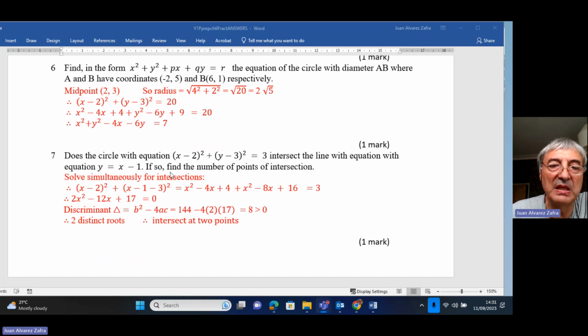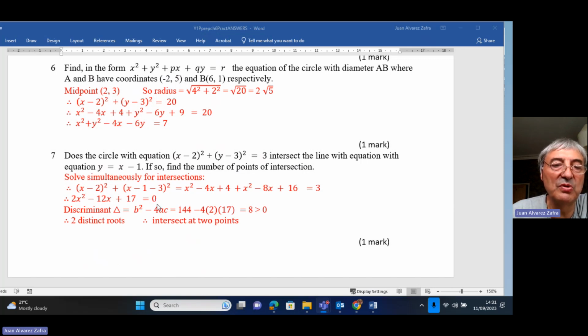And so it's not surprising that if we solve these equations simultaneously, we'll find the points of intersection if they exist. And we can solve them simultaneously by substituting y = x - 1 into the equation of the circle, replacing the y by x - 1. So the equation of the circle becomes (x - 2)² plus, with the y replaced by x - 1, (x - 4)², and that's to be equal to 3. And if we expand out the (x - 3)² and (x - 4)², we get the quadratic 2x² - 12x + 7 = 0.